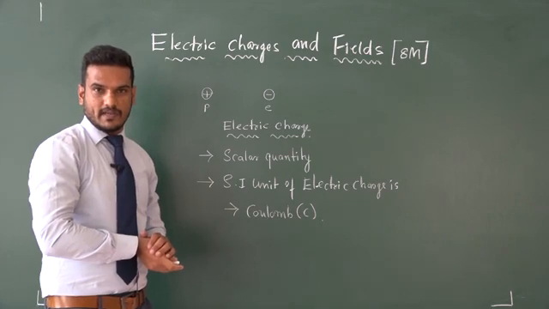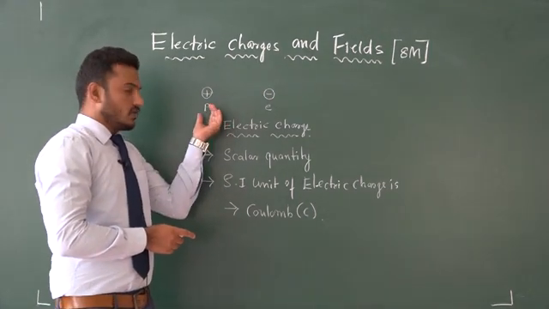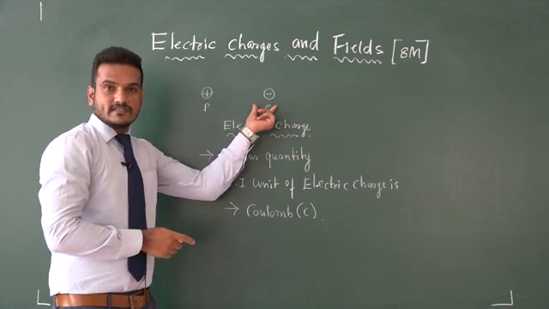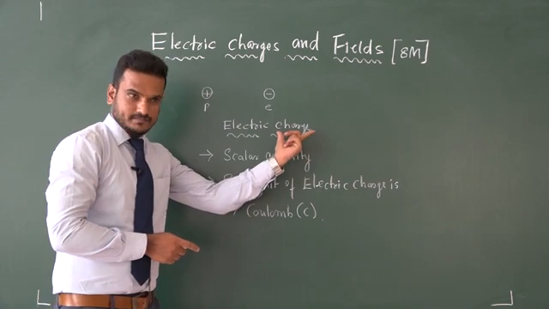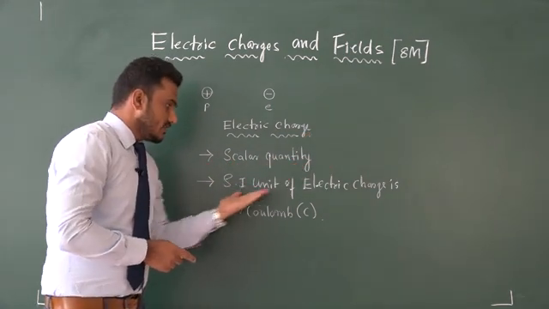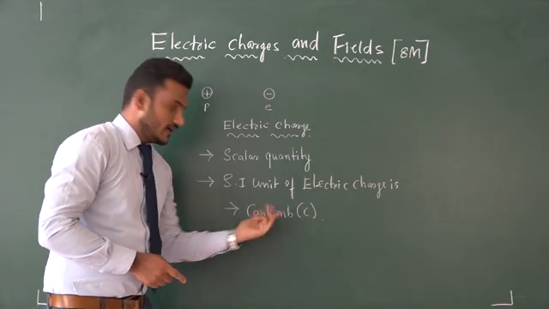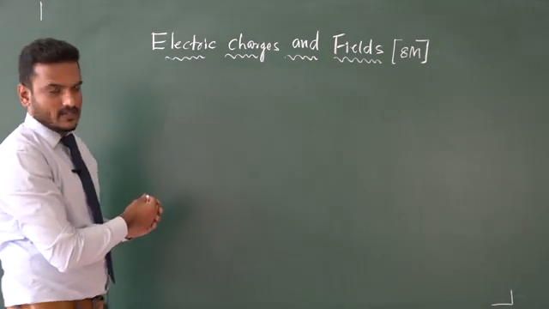I repeat the statement again. The additional property of proton and electron which gives rise to electric force between them is called electric charge. An electric charge is a scalar quantity and the SI unit of electric charge is coulomb, and it is represented by C. Now let me start with the next concept.